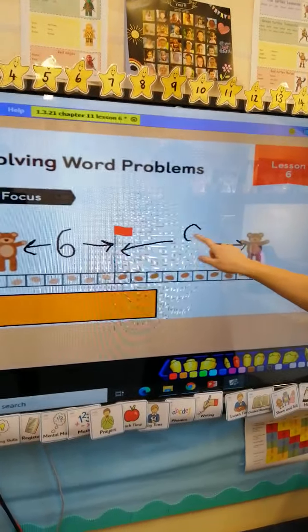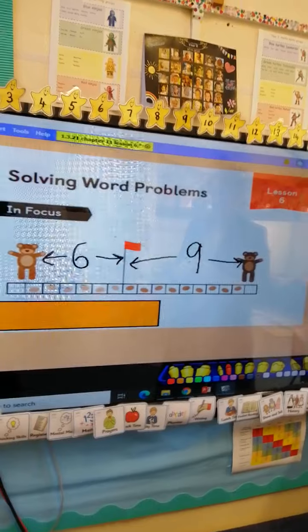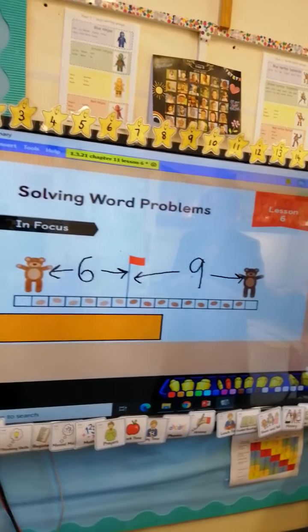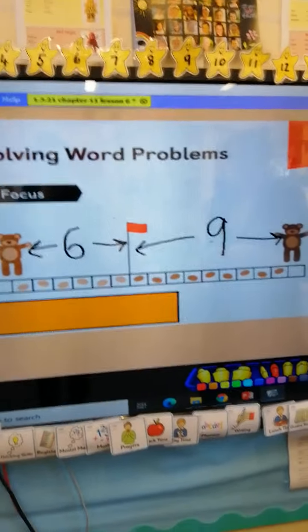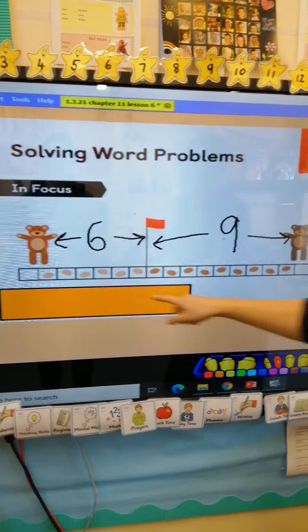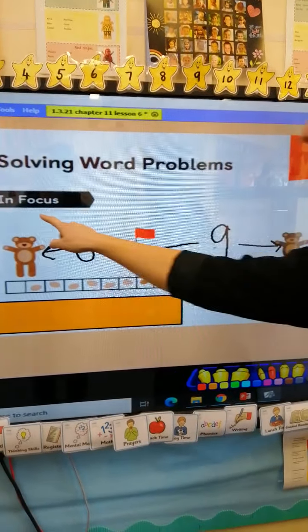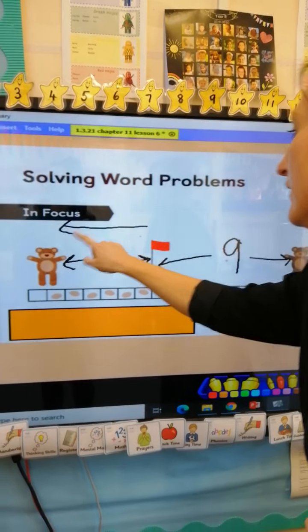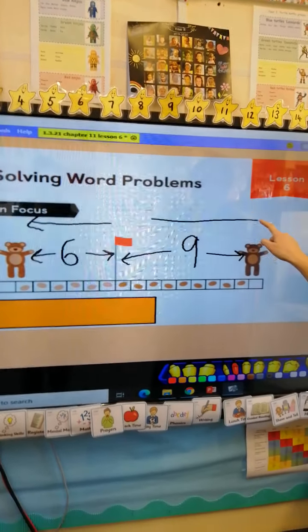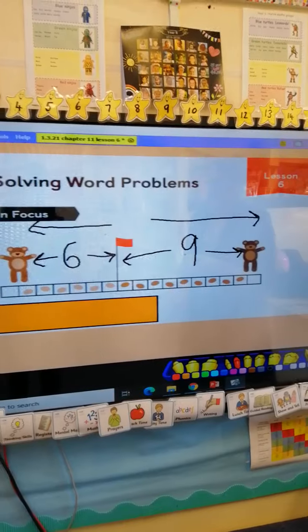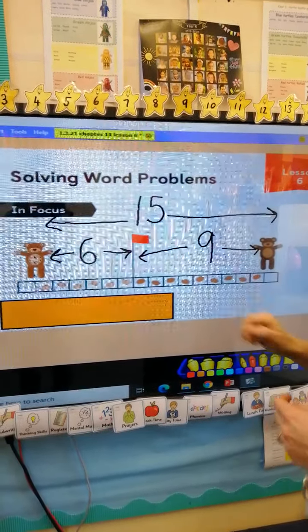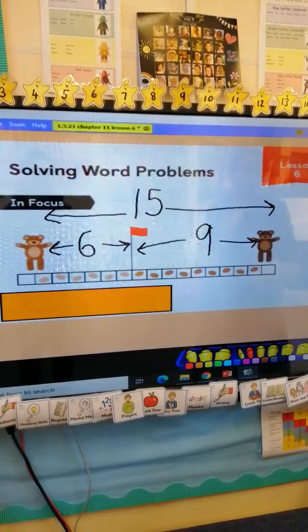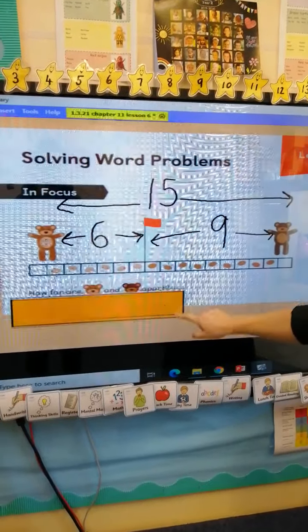Perfect. We know that this teddy bear is 9 squares away. 1, 2, 3, 4, 5, 6, 7, 8, 9. And we know that between this teddy bear and this teddy bear, so that's the whole way, from here all the way to here, was 15 squares. Okay, 15 squares. I wonder if that's what these questions say.